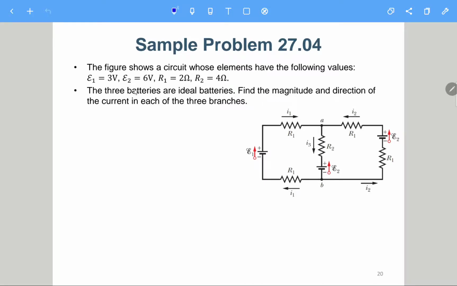So the three batteries are ideal batteries. Find the magnitude and direction of the current going through each of the three batteries, which means we need to find I1, I2, I3. Finding I1, I2, I3 is good enough.